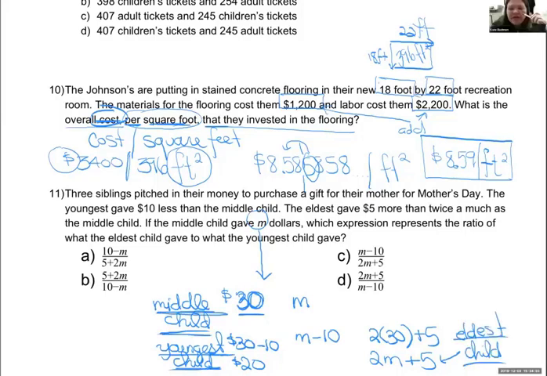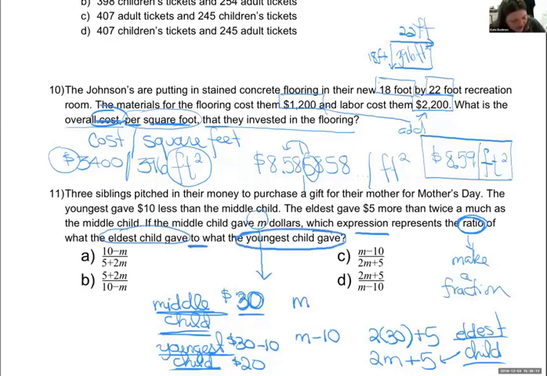Okay, so here I have all these numbers now to represent these guys. So let's take a look now. It says, which expression represents the ratio, and I hope you guys know by now that ratio just means make a fraction, of what the eldest child gave. So I want the eldest child on top to what the youngest child gave. I want the youngest child on the bottom. So you guys told me that the expression we could use for the eldest child was 2m plus 5, and then the youngest child was m minus 10. So the correct answer there is D.